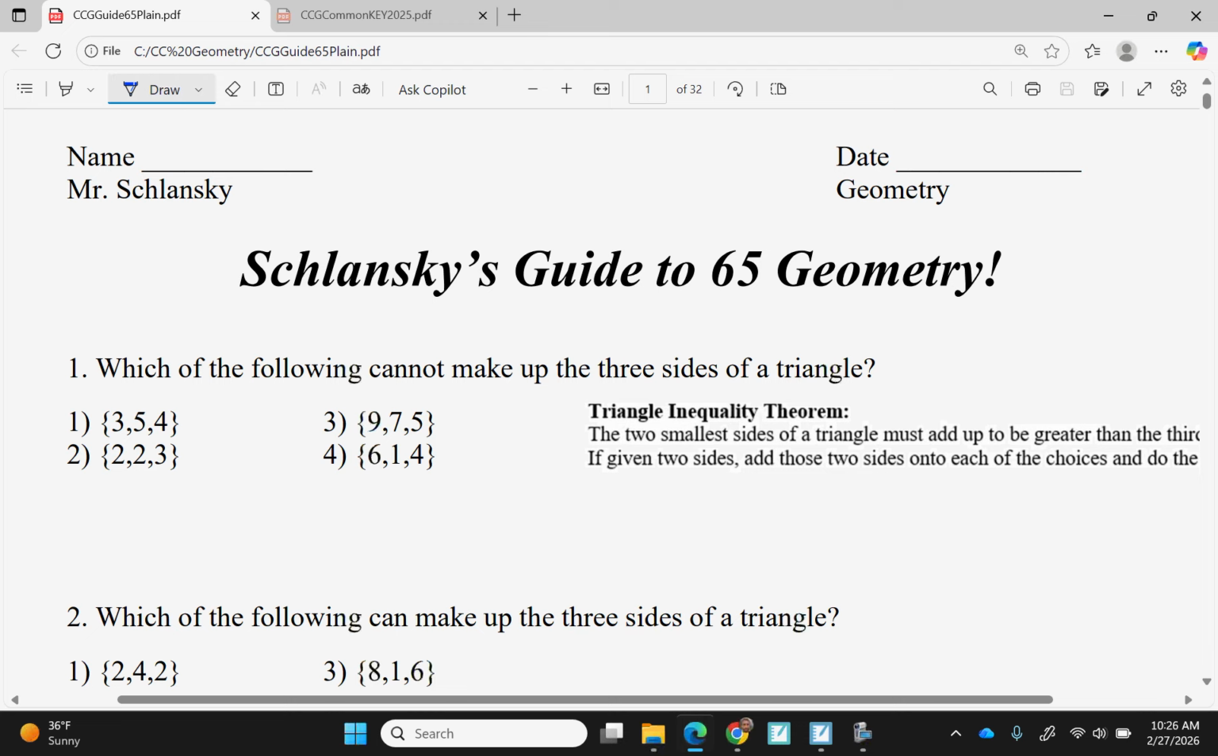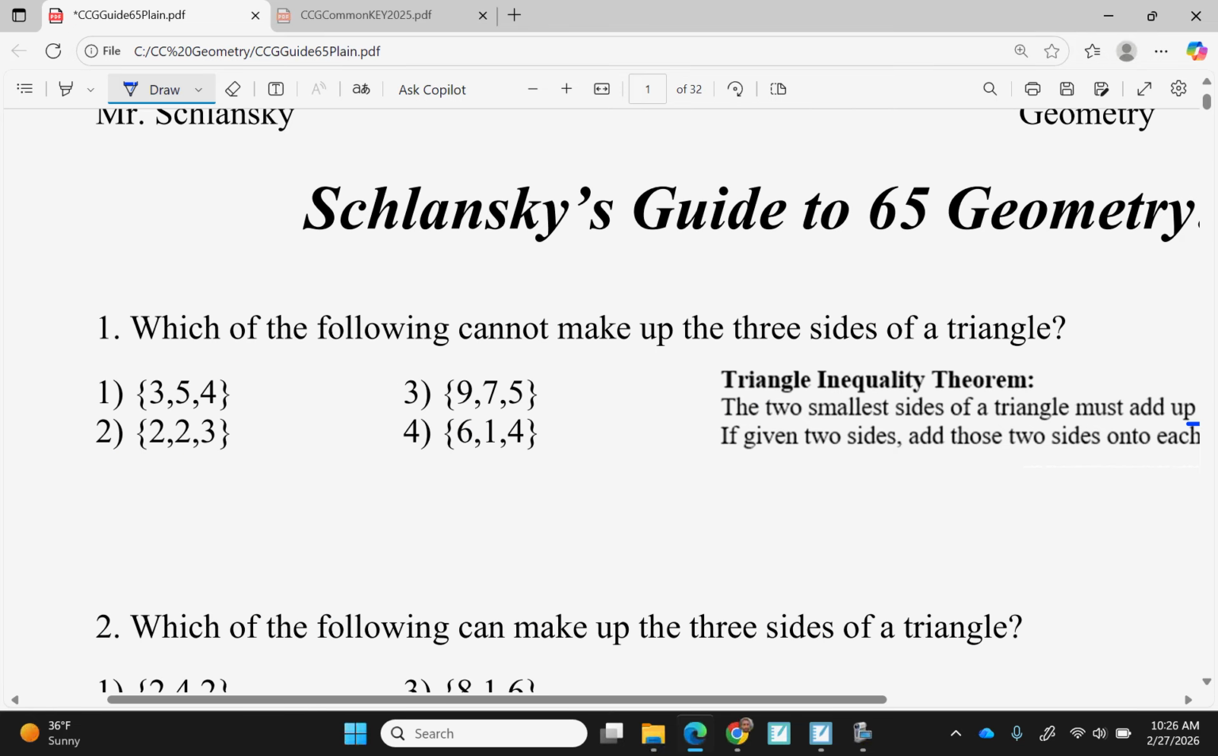The sides of a triangle: the two smallest sides must add to be greater than the third side. So I go through the choices. Let's take a look at choice 1. My two smallest sides would be 3 and 4. Are 3 and 4 more than 5? Yes, 7 is more than 5.